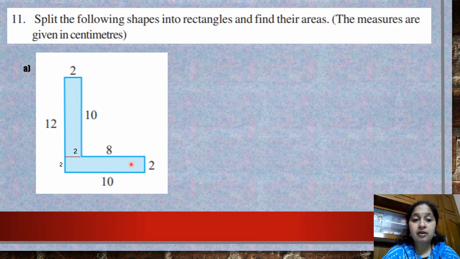Now, can we find the area of this figure, children? What will be the area of this figure? 10 into 2, that is 20 units, square units. And what will be this? 10 into 2, that is 20 square units. 20 plus 20 is 40 square units. So this you complete it as homework, children. Let's move on to the B bit.